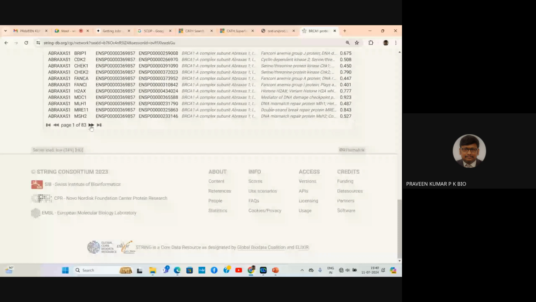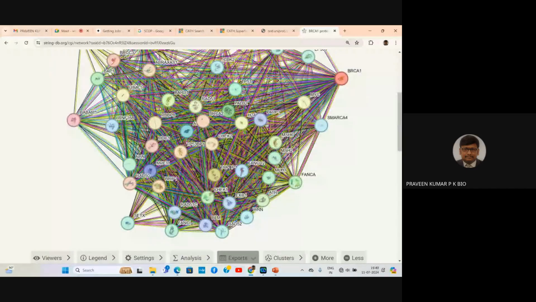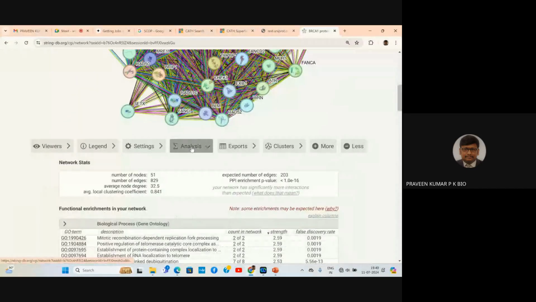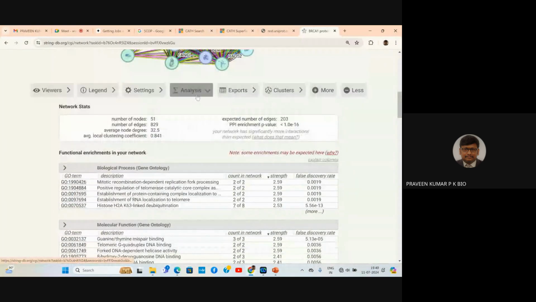We got multiple entries. Server load is 34%. I think the server is, okay. Now we can see this information from analysis.